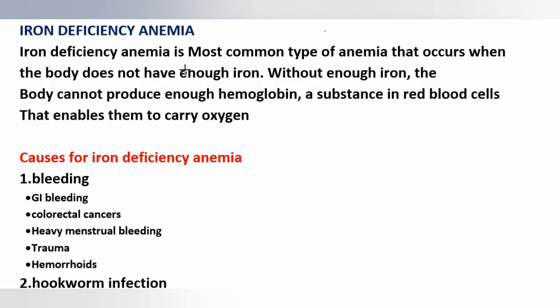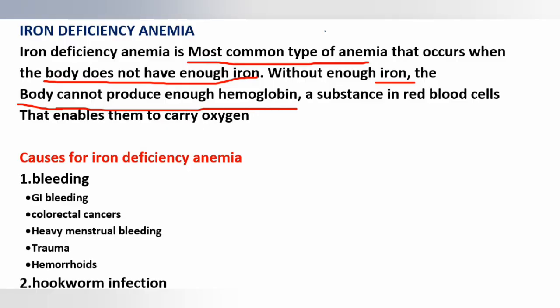Iron Deficiency Anemia. Iron Deficiency Anemia is the most common type of anemia that occurs when the body does not have enough iron. Without enough iron, the body cannot produce enough hemoglobin. Hemoglobin is a substance in the red blood cells that enables them to carry oxygen.